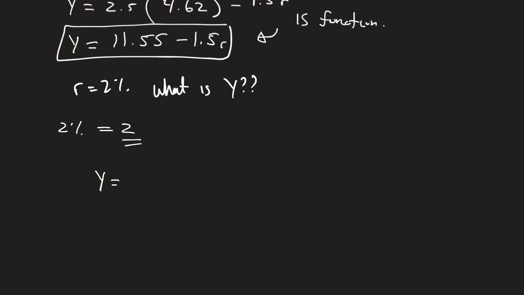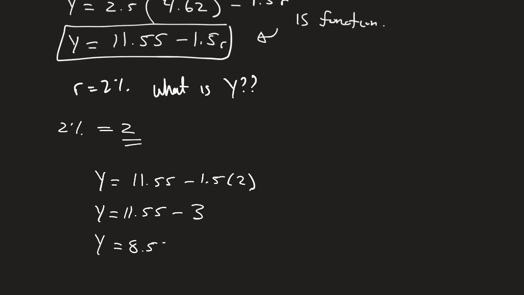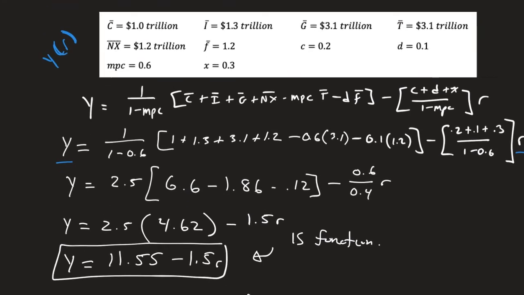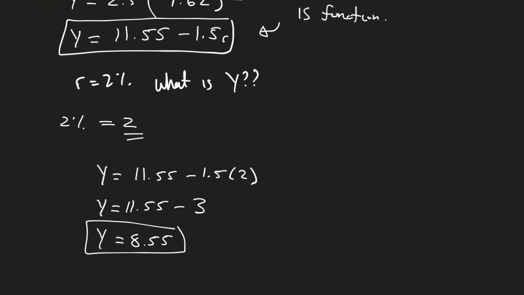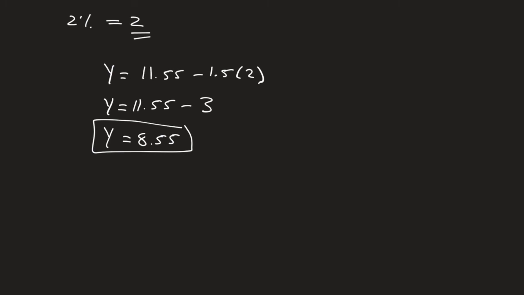So we're just going to plug in 2. Note that for 2% in this model, you're just plugging in the whole number 2. So Y equals 11.55 minus 1.5 times 2. So Y equals 11.55 minus 3. So Y will equal 8.55. And I don't remember if this was in trillions or billions. We can always scroll back up. It was in trillions. So if you want to be real clear with this, although on an exam I would take 8.55, 8.55 trillion would be the official answer of what my overall GDP and output would be.